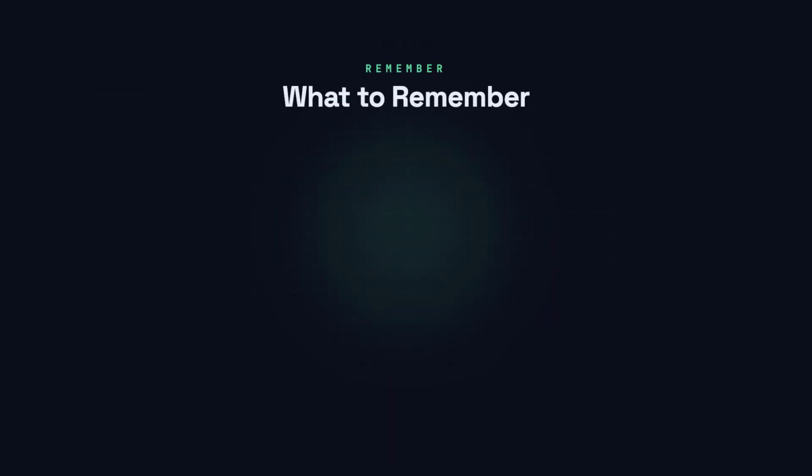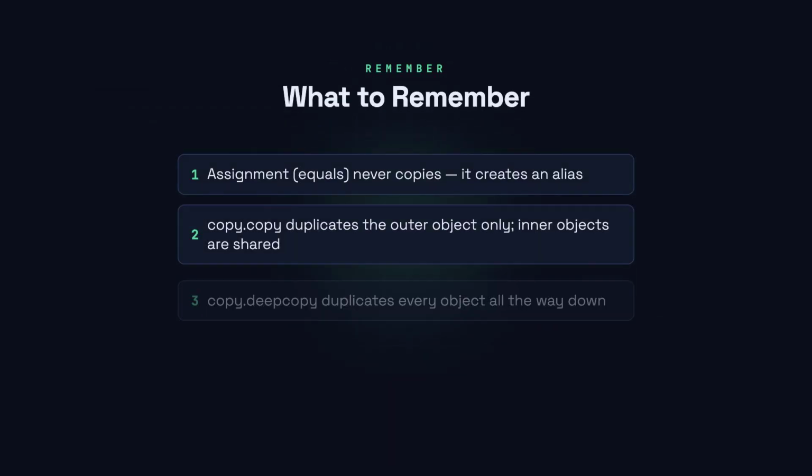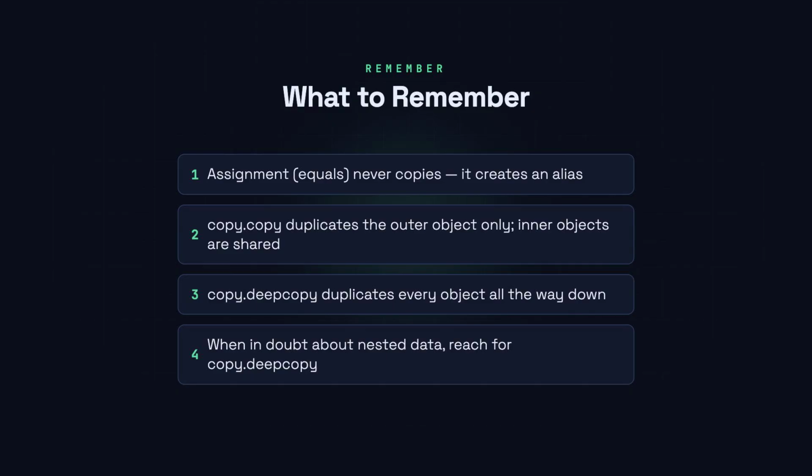The golden rule: equals never copies. For a one-level duplicate, use copy.copy. For a fully independent clone, use copy.deepcopy. Knowing which one you need will save you from surprising bugs when your data is nested.